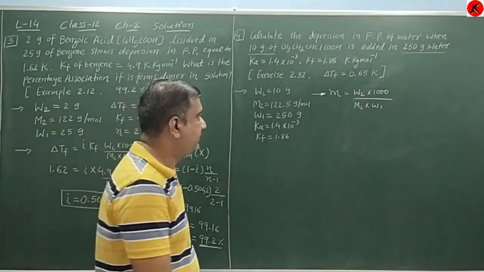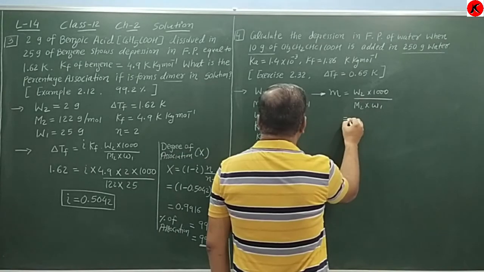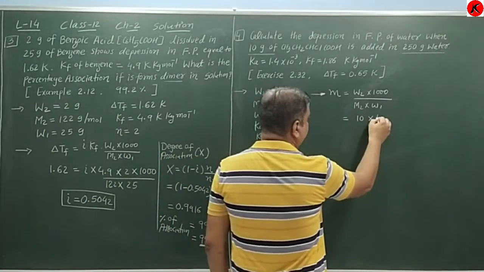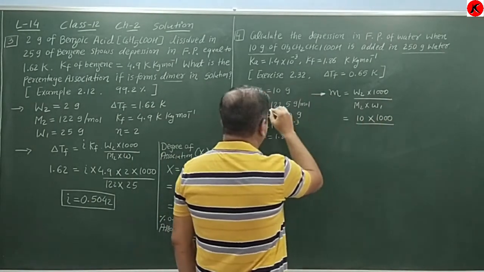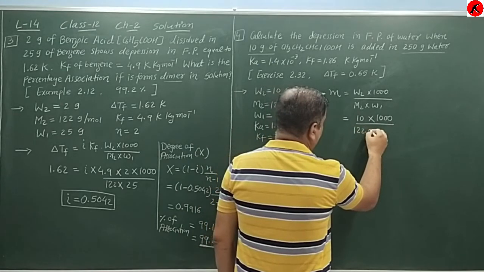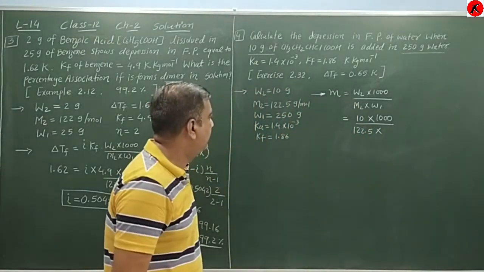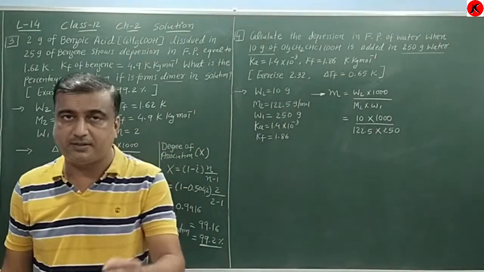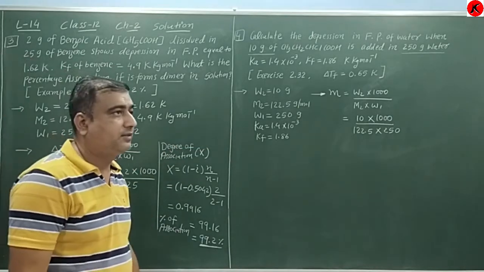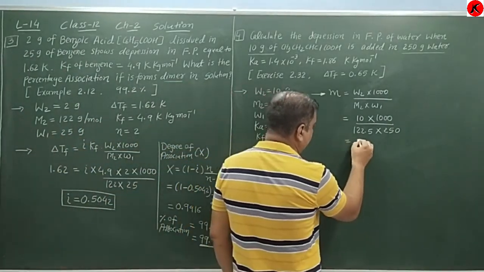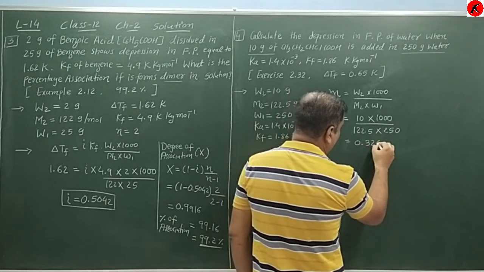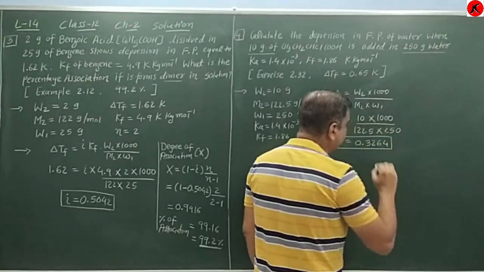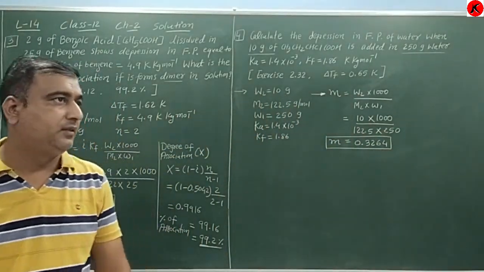Calculation of molarity. Now W2 is 10 gram, times 1000. Now M2 is 122.5 and W1 is given, 250 gram of water is given. Now when the calculation is carried out, the answer will be 0.3264. That means molarity is calculated. Step number 1.